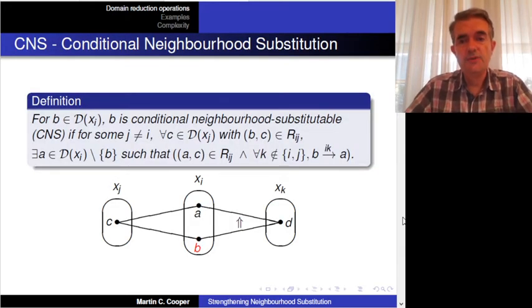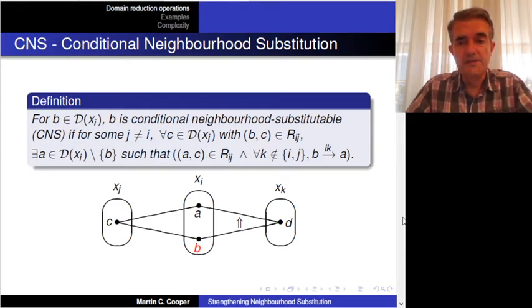Now, generalizing neighbourhood substitution in an orthogonal way, we can get conditional neighbourhood substitution. So now we condition the substitution of b by a on an assignment to another variable xj. In other words, we're replacing b by some value a, where a may be a function of a value c we assign to xj.